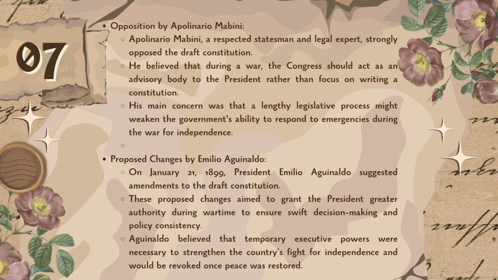On January 21, 1899, President Emilio Aguinaldo suggested amendments to the draft constitution. These proposed changes aimed to grant the president greater authority during wartime to ensure swift decision-making and policy consistency. Aguinaldo believed that temporary executive powers were necessary to strengthen the country's fight for independence and would be revoked once peace was restored.